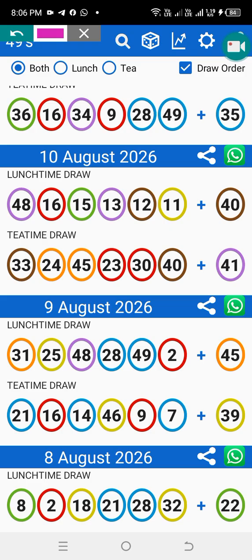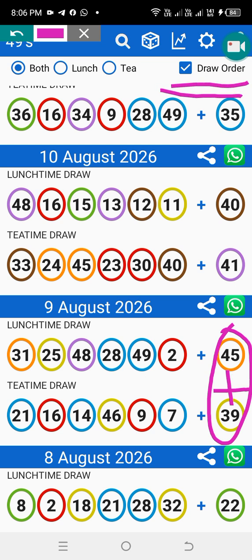Let's start. You will take the numbers which are sitting on the lunchtime and teatime bonus. You will add them together. Remember that we are using in draw order. If you don't know how to use this app in draw order, you have to just click here. If you don't know this app, you can just use the Play Store, go there and download the app, right?